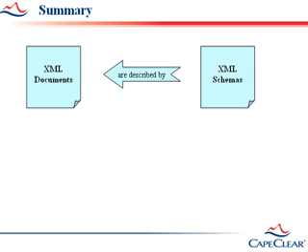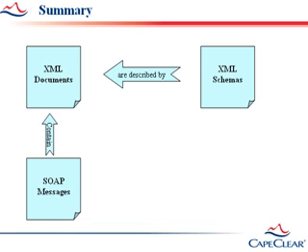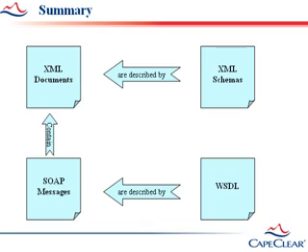So, to summarize, we've seen what XML documents look like. XML documents are described by XML schema. XML documents are passed around inside SOAP messages, and these SOAP messages are described by WSDL. And this WSDL, of course, references the XML schema.